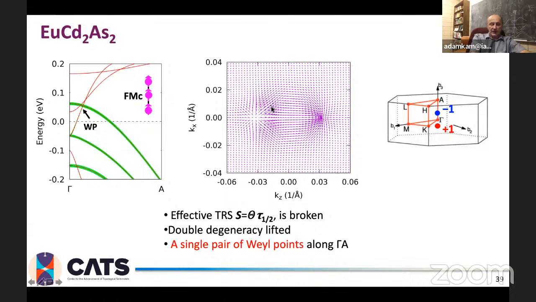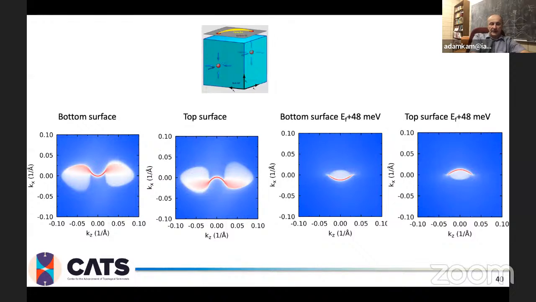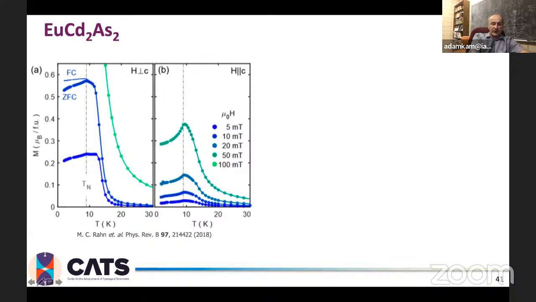The Berry curvature calculation revealed indeed presence of just 2 Weyl points. So this is the ideal type of material, because presence of just 2 Weyl points guarantees that the material will be very sensitive to presence of topological phases. Calculation of surface states reveals indeed the presence of Fermi arcs connecting the Weyl points, and the Weyl points are located fairly close to EF, about 48 meV above EF. So then, of course, the quest to find the actual crystals started.